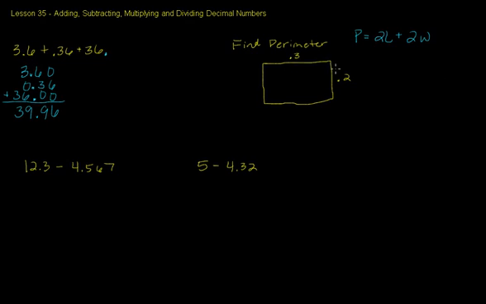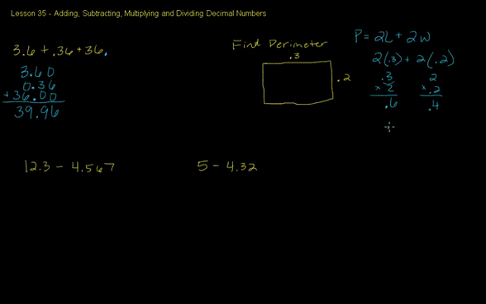So it doesn't matter which ones are length and which ones are width. So 2 times 0.3 plus 2 times 0.2. Now, when we're multiplying, we don't have to line up the decimals. So 0.3 times 2 is 6, and then we have one decimal place, so it's 0.6. Here we have 2 times 0.2, that's 4, one decimal place, 0.4.